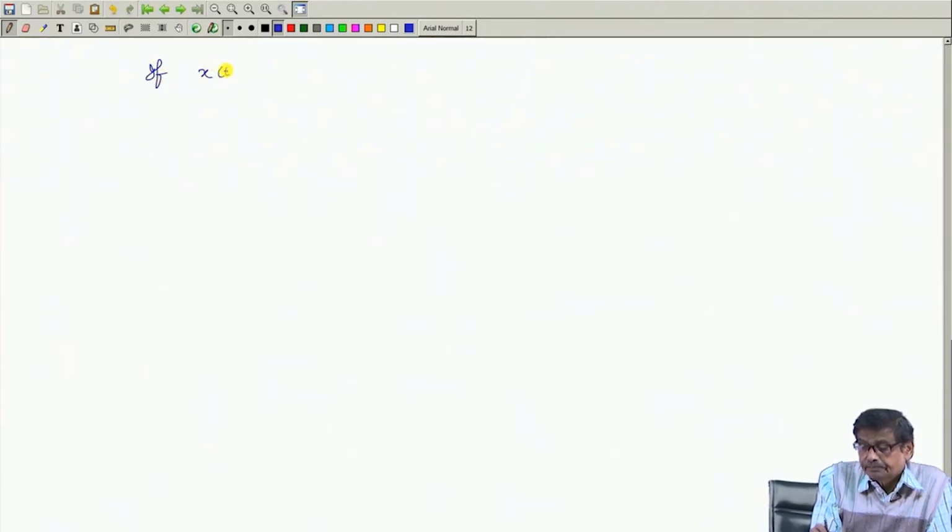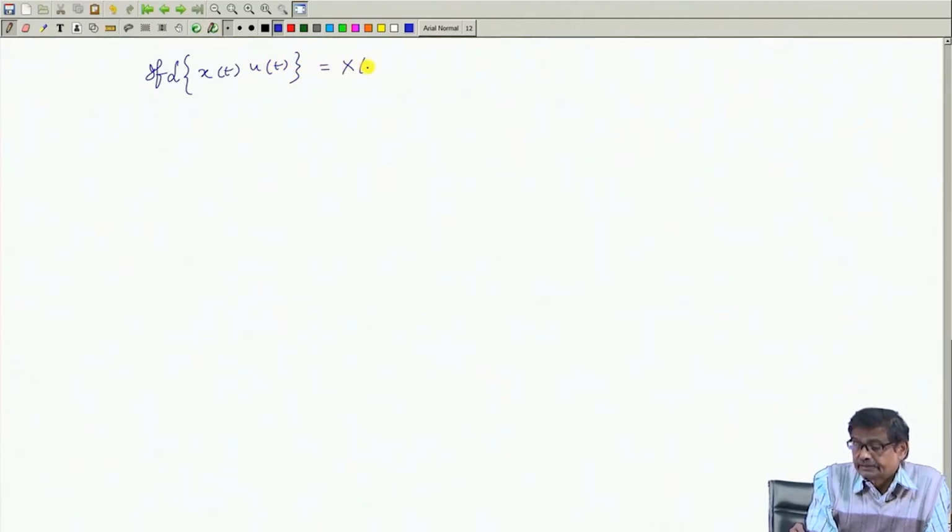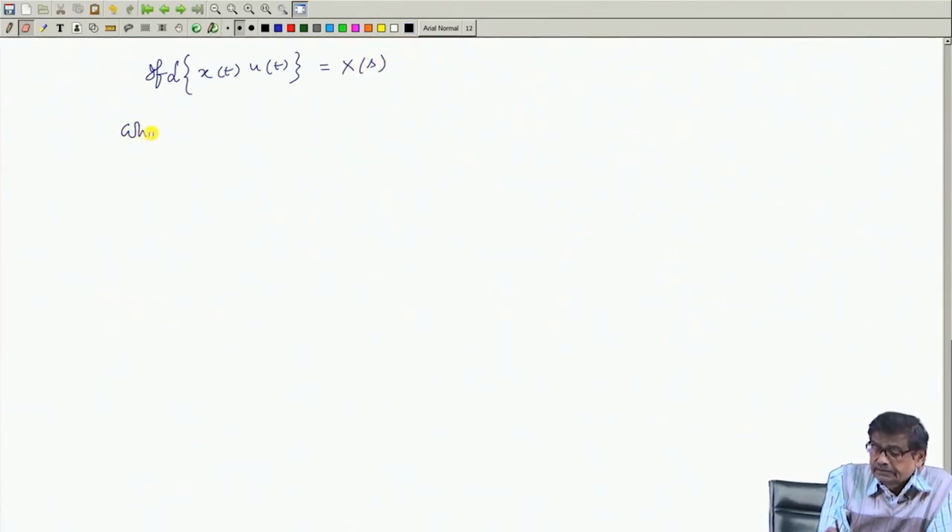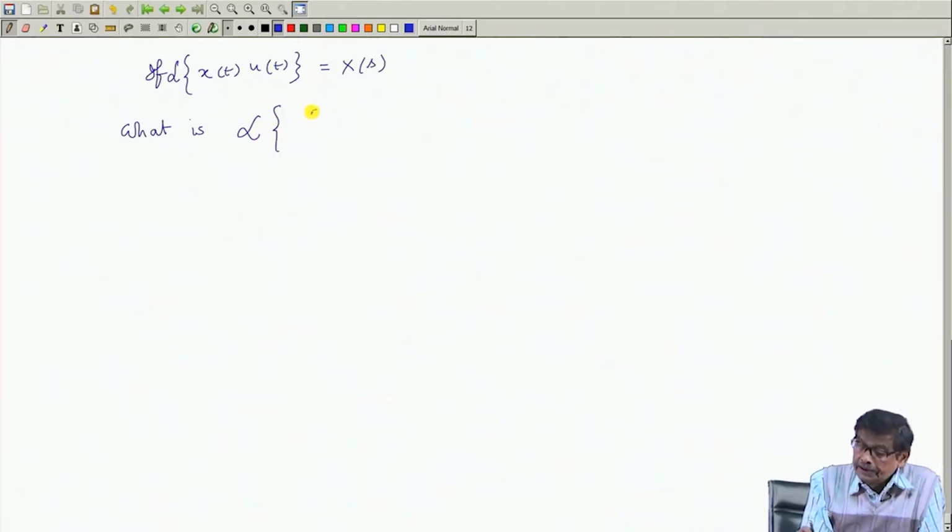That is the second thing. If the Laplace transform of x(t) u(t) is equal to X(s), then the question is, what is the Laplace transform of the integration of x(tau) d tau from 0 to t?